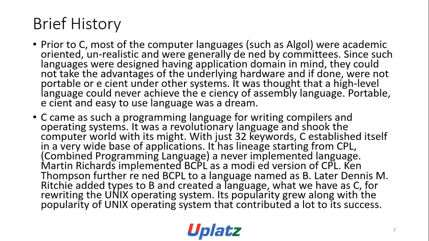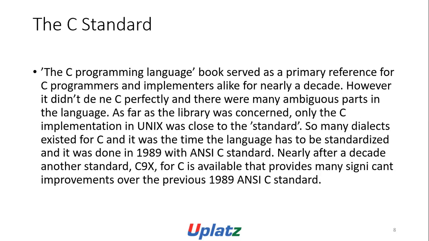It was used for rewriting the Unix operating system, and its popularity grew along with the popularity of Unix, which contributed to its success. The C Programming Language book served as a primary reference for C programmers and implementers alike for nearly a decade. However, it did not define C perfectly, and there were many ambiguous parts in the language. As far as the library was concerned, only the C implementation in Unix was close to the standard. So many dialects existed for C, and it was time the language was standardized, and it was done in 1989 with the ANSI C standard.